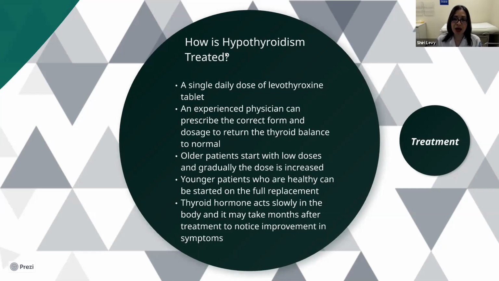For our older population, we actually start with very low doses. Part of the reason is the heart has receptors for thyroid hormone. We do not want to oversaturate those receptors, which can lead to irregular heart rhythms or congestive heart failure. So we go ahead and do it in slow dose increments so that the heart is not overwhelmed.